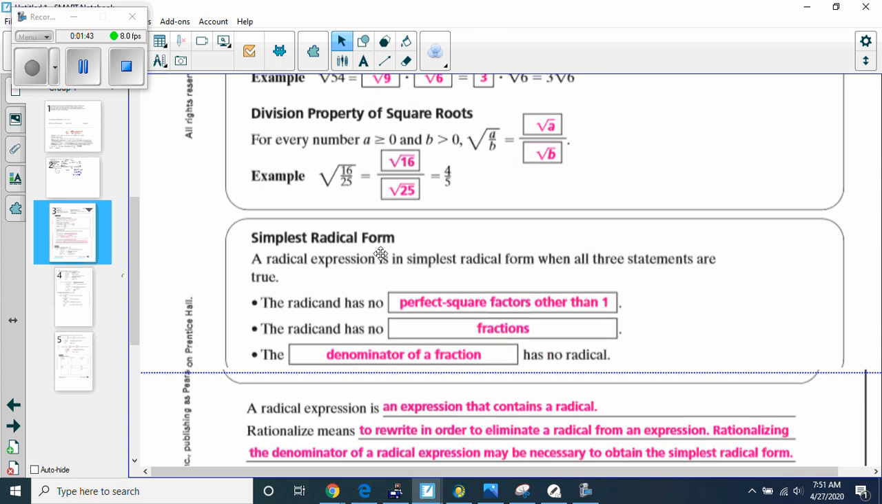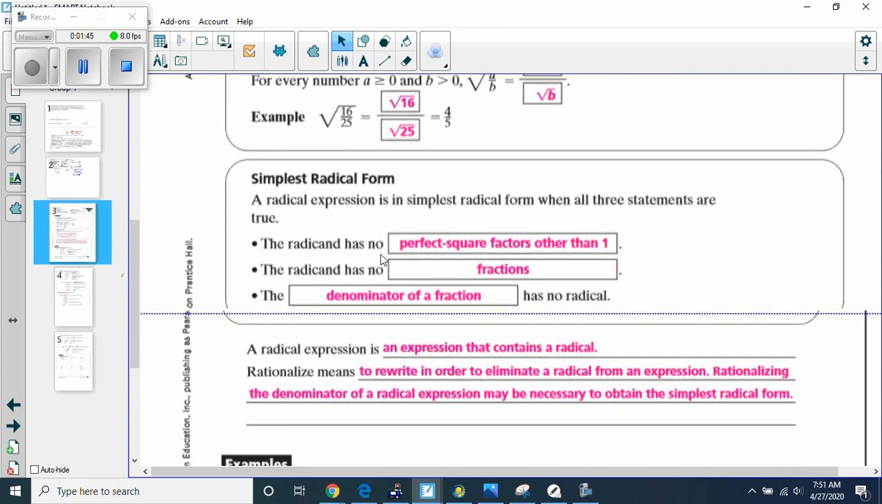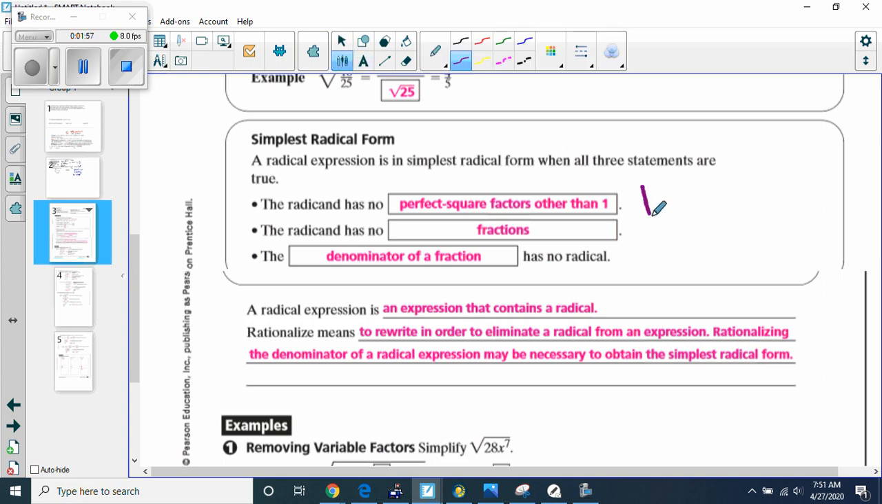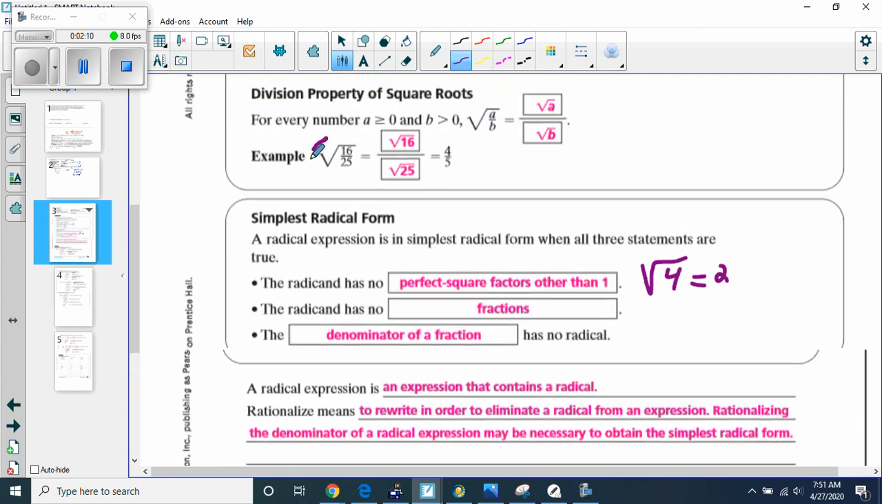So we're going to simplify radicals. There can't be a perfect square underneath the square root. For example, we wouldn't leave an answer as radical 4. We would say that's equal to 2. No radicals. The radicand has no fractions, meaning this would not be a proper answer. It would turn into this.